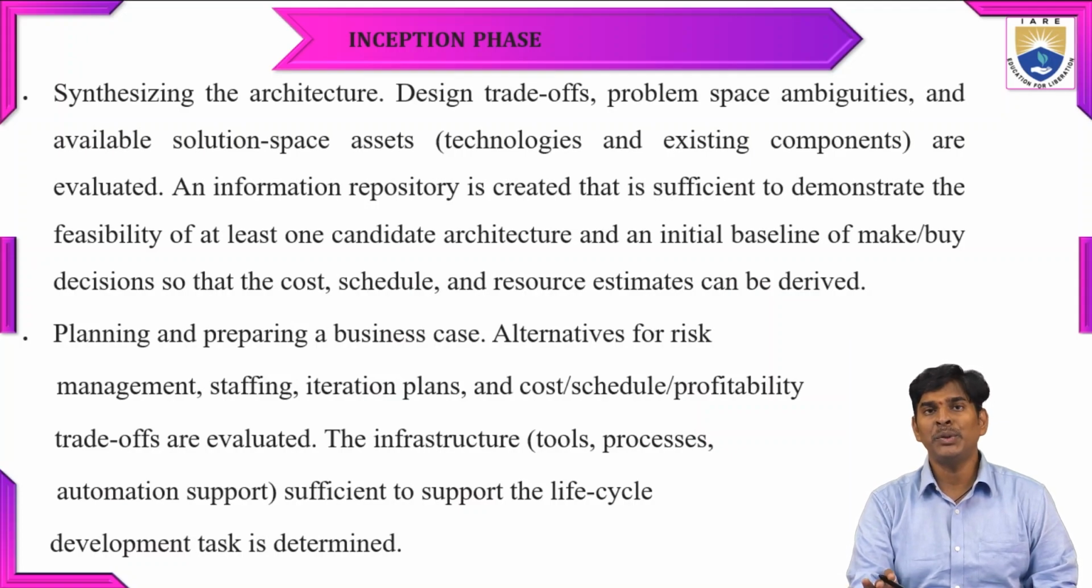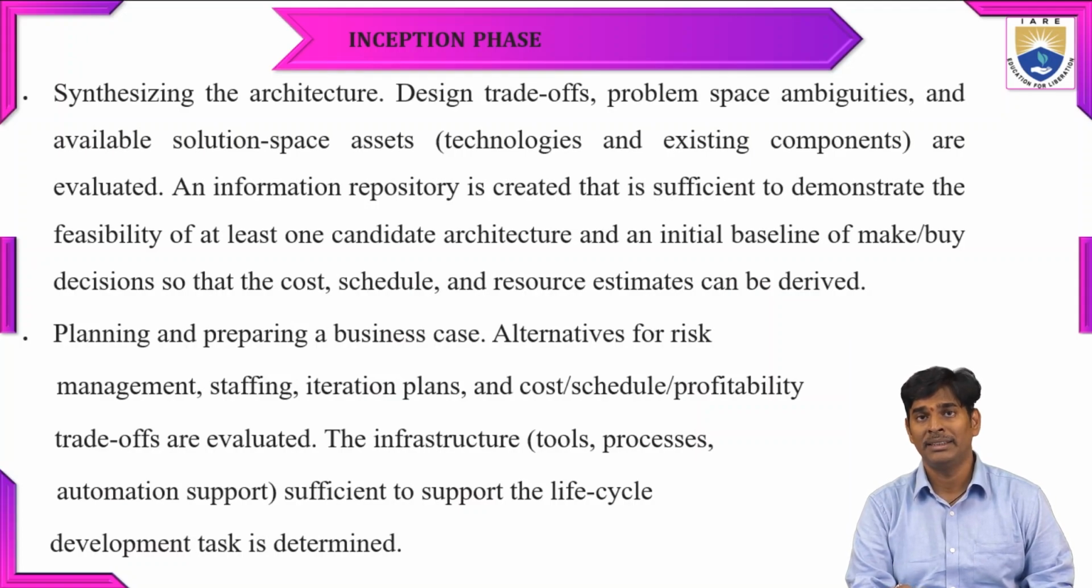Okay, and they need to define what the various trade-offs, problem space ambiguities, and available solution space aspects are. So while they're designing the architecture, they need to check what the trade-offs are during the design. The technologies and the existing components are evaluated. Okay, so here in the information repository, they need to check that it is sufficient to demonstrate the feasibility.